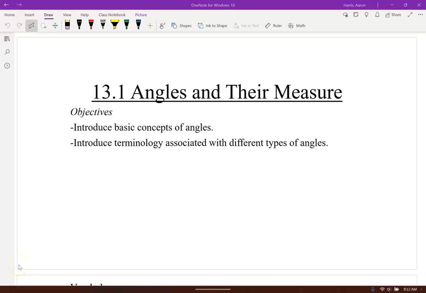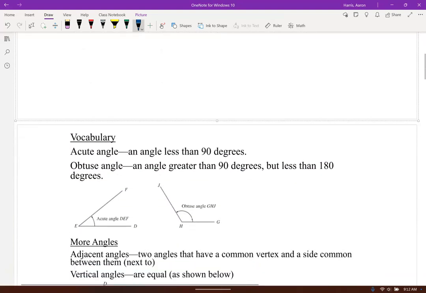All right, welcome back to your favorite technical mathematics course. We're going to take a look at some basic concepts of angles and introduce some terminology.